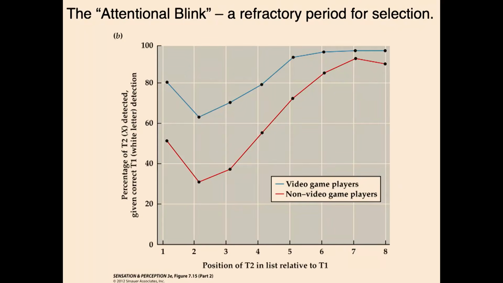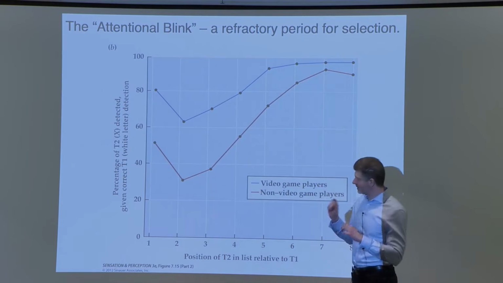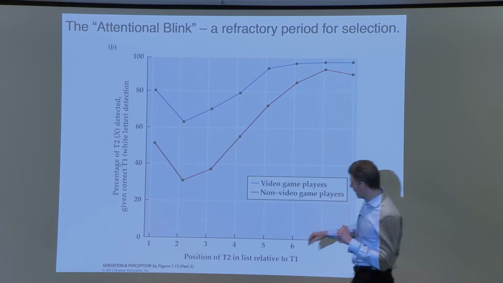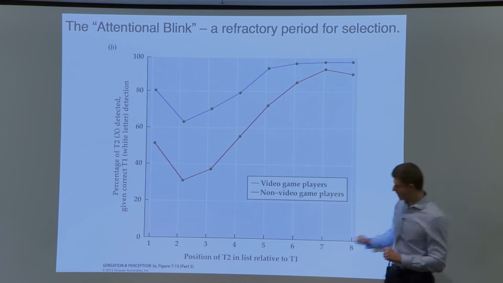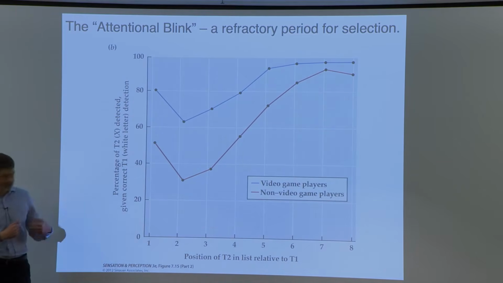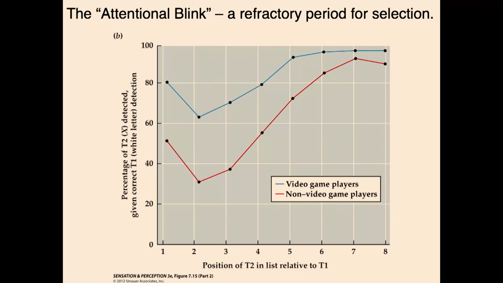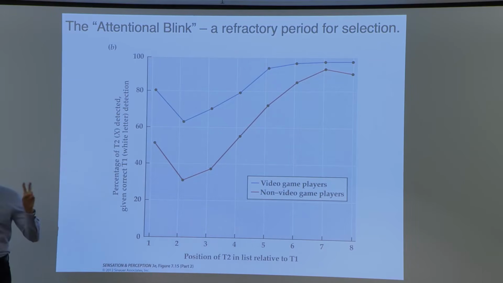All right, and what this graph shows is the percentage of the second target that's detected given that you correctly detected T1, which is that white letter. It's plotted as the position of T2 in the list relative to T1. So 1 here means that the X comes right after the white letter, 2 means that it comes 2 letters after, and so forth. Look at the red curve here. This is like what somebody like me would do. What this is showing is that in the few positions following the white letter, people are impaired at detecting the black X. And this is called the attentional blink.